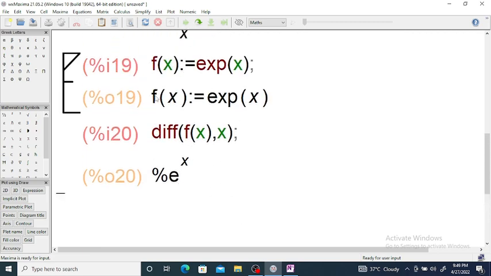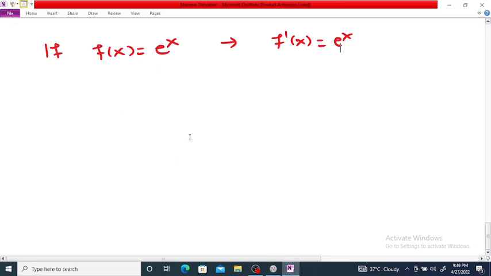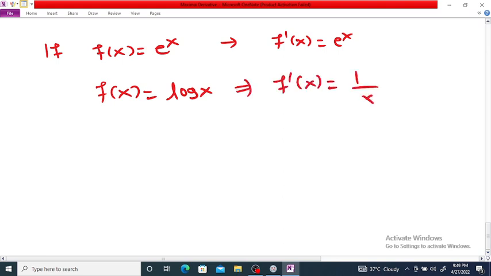So if f of x is equal to e raised to x, then its derivative is equal to what again? e raised to x. So if f of x is equal to e raised to x, then f dash x is equal to e raised to x. Next, if f of x is equal to log x, then f dash x is equal to 1 by x.